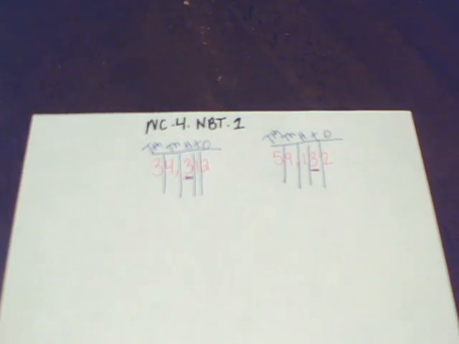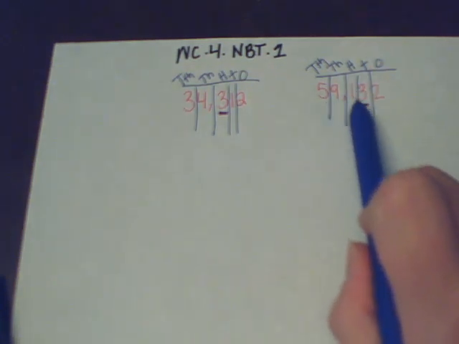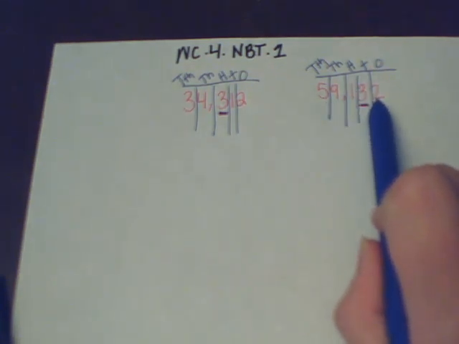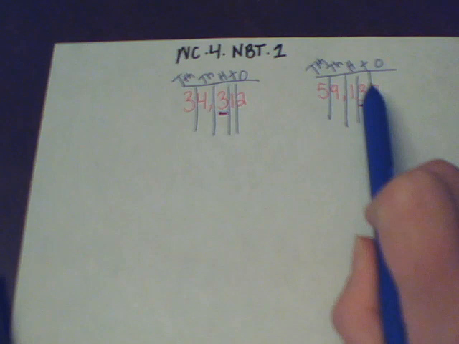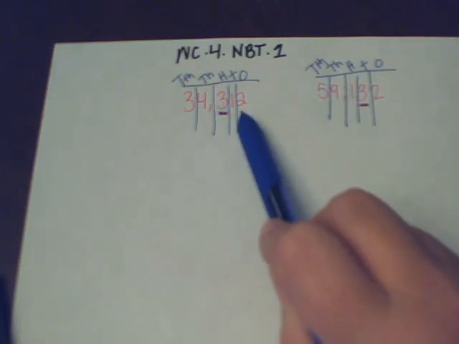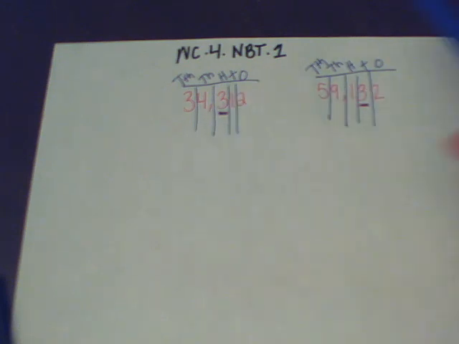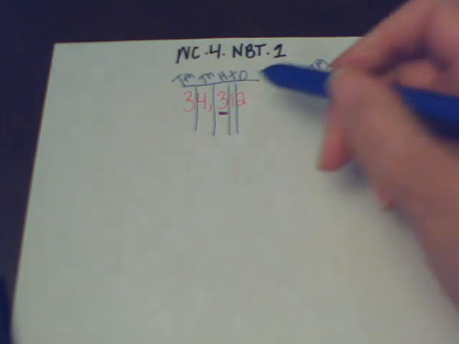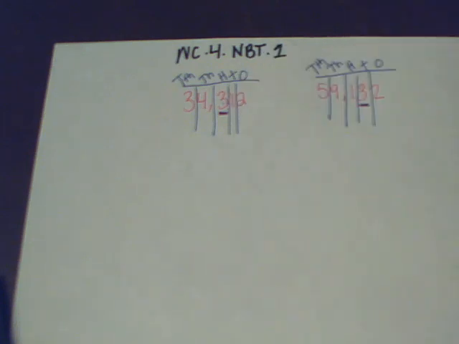Well, if I look at this number as a whole, I know that 59,132 is a greater number than 34,312. And I know that because 59,000 is greater than 34,000. But I'm not concerned with the whole number. I just want to compare the values of the 3.